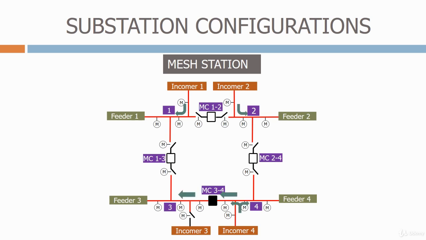As we can see, the system is automatically reconfigured using the circuit breakers and isolators. Because of the complexity involved, the control circuits and protection requirements for this type of station can be quite complex and difficult to maintain. This is why this arrangement is not as popular as it used to be.